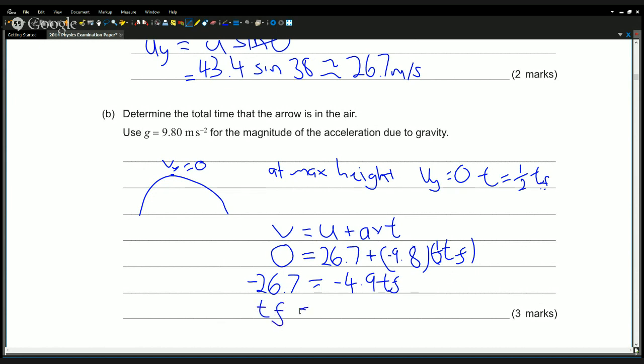Okay, TF approximately equals, all right, so 26.7 negative divided by 49 negative. Let's cancel the negatives. My calculator here. 5.45 seconds.